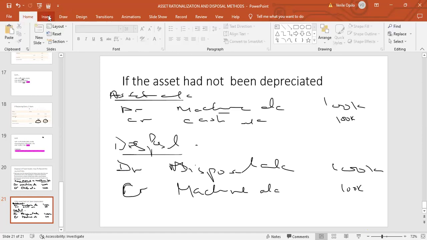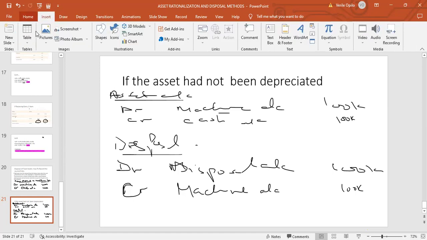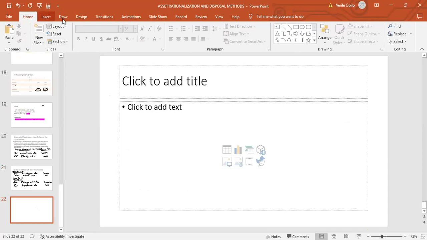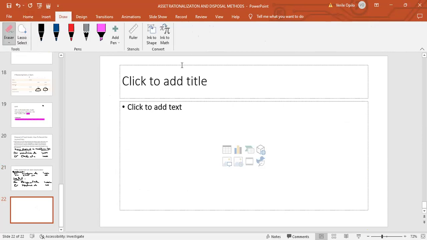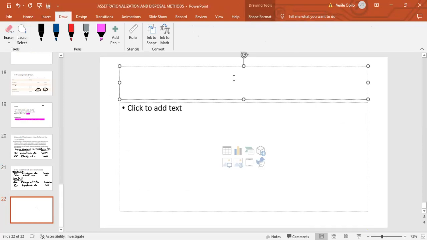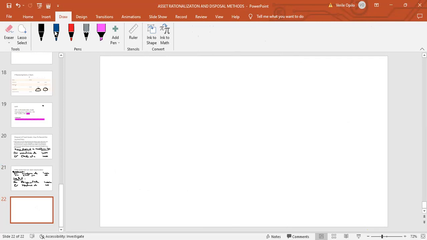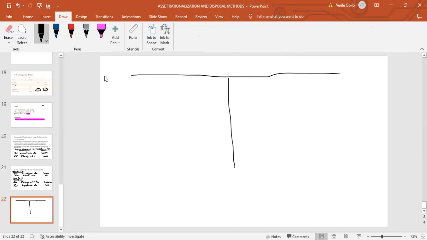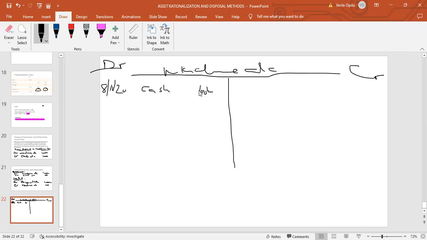Let me show you again, using now the entries themselves. Let me show you the debiting and the crediting, what we mean when it comes to these machines. So saying that initially you had a machine account. This is how a ledger account appears. On one side, we have the debit. On the other side, we have the credit. So let's say this is the machine account. Initially you bought it, let's say on the 8th of November 2020, and you had bought it for cash, 100,000 Kenya shillings.